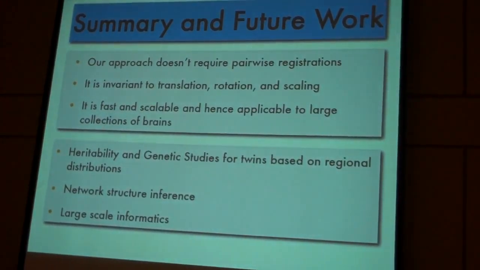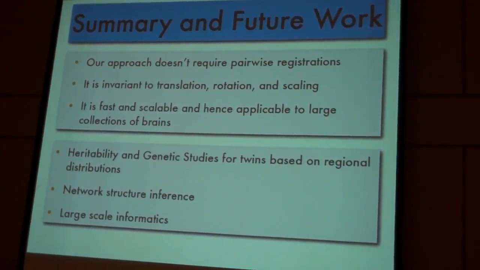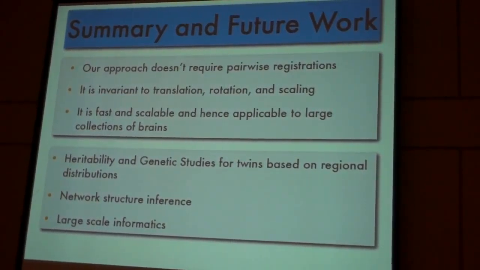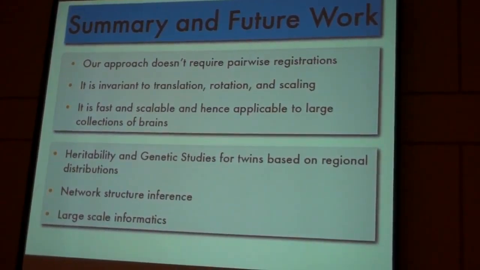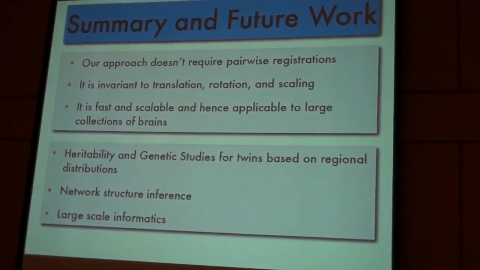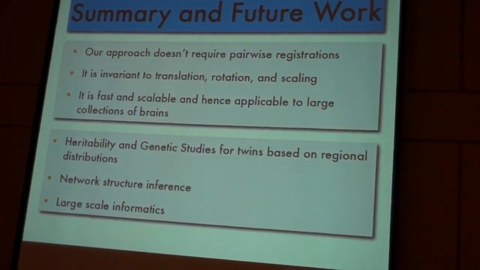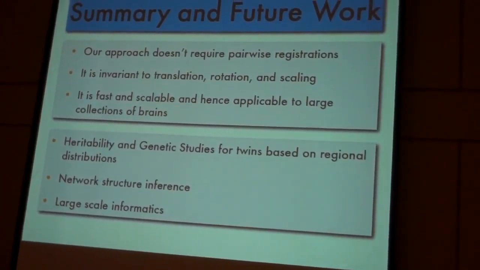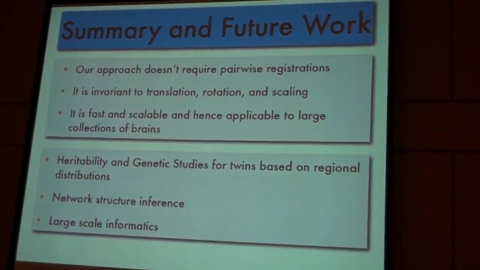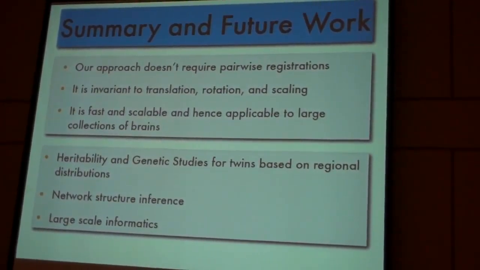So to summarize, our approach uses distribution functions of features for analysis. It doesn't require any pairwise registration. It's invariant to translation, rotation, and scaling. And since it uses distributions, it's fast, scalable, and applicable to large collections of brains, which we are interested in doing. In the future, this work can be extended into three different directions.